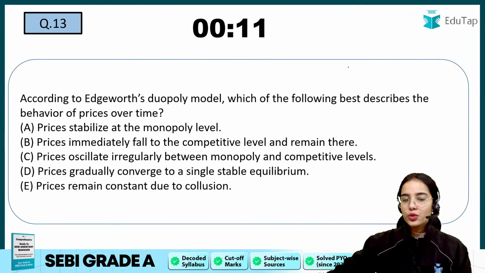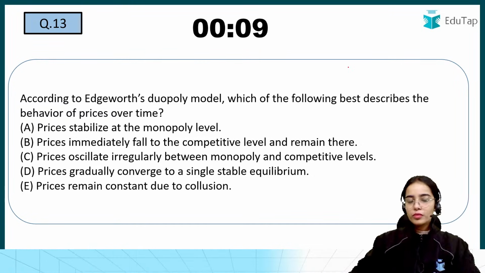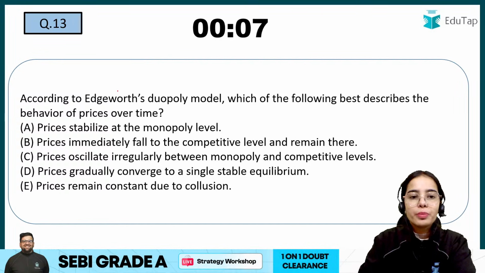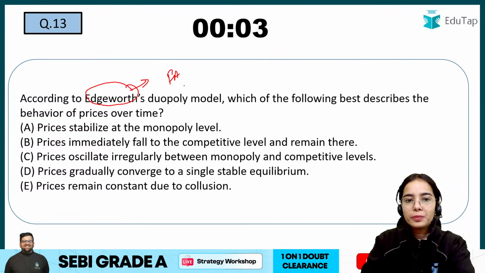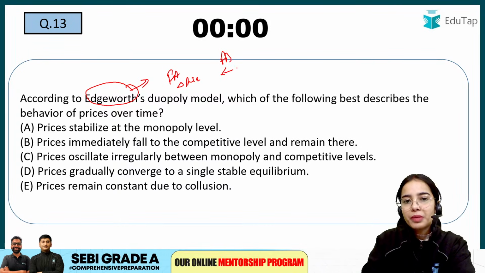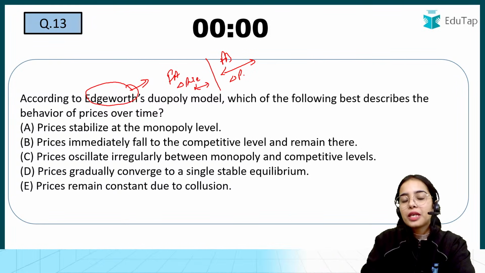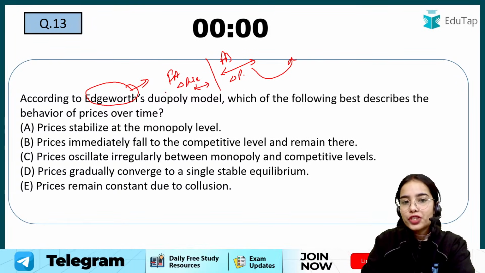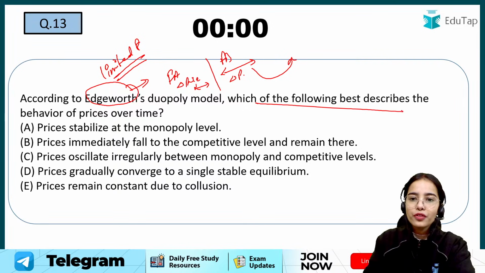So according to Edgeworth's duopoly model, the Edgeworth model is the extension of the Bertrand model. The Edgeworth model also assumed the same thing, that firm A changes its price thinking that firm B will keep its price constant, and firm B is changing its price thinking that firm A will keep its price constant. But in the Edgeworth duopoly model, the firms have limited production capacity. Which of the following best describes the behavior of prices over time?